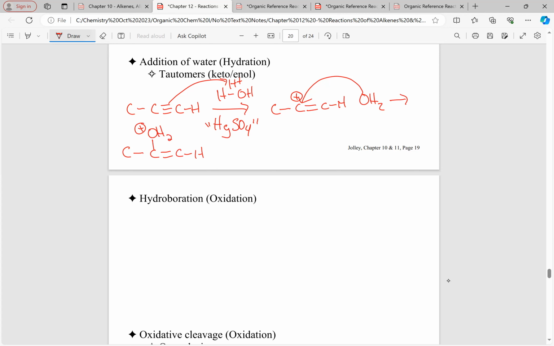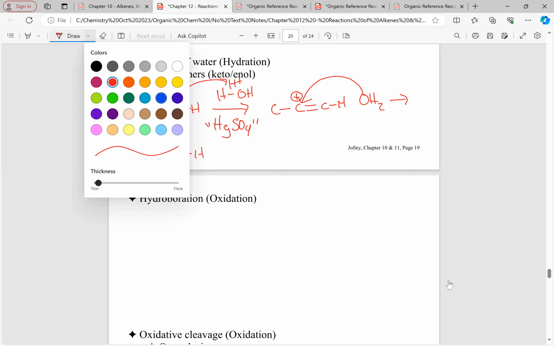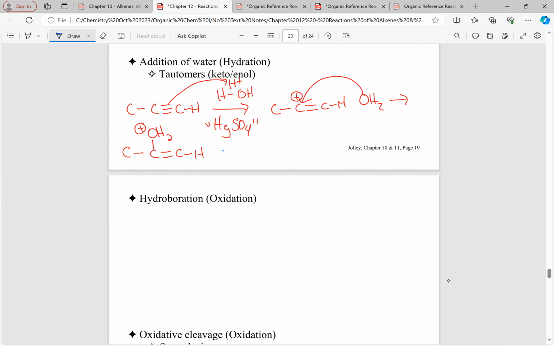Okay, now I have to change colors. Ooh, let's go blue. Oh, look, look, look. That is an sp2 hybridized carbon. You're not allowed to put OHs on an sp2 hybridized carbon because guess what? This is a carbonyl in disguise. So this will now result in keto-enol tautomerization.